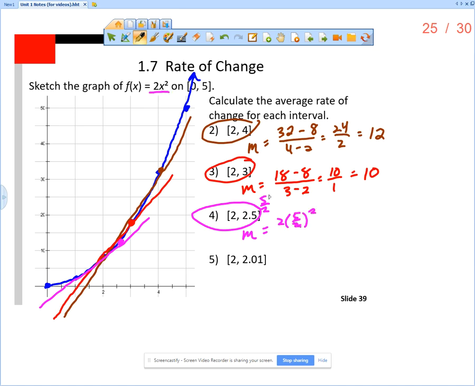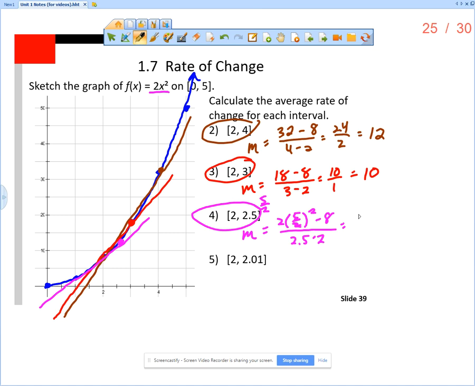2x squared, remember, is our function. So 2 times (5/2) squared minus 8, divided by 2.5, or 5 halves, minus 2. All right, so now just a little bit of extra work here. 2 times (5/2) squared. What is 5 halves squared? Well, that would be 25 fourths.